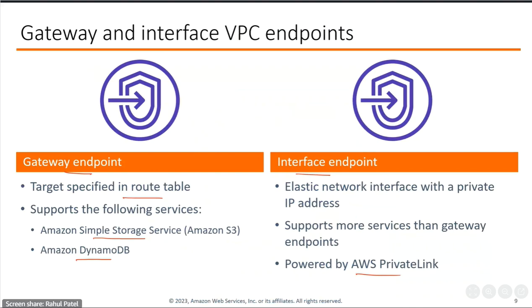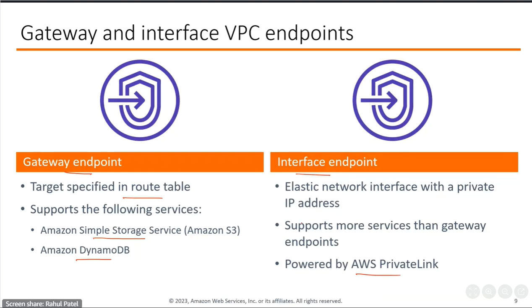Yeah. So here you can see that first of all, it supports more services as compared to gateway endpoints. Gateway endpoints support only two services, Simple Storage Service S3 and DynamoDB. Okay. Interface endpoint supports the rest of the services that you want to access from the VPC. Powered by AWS PrivateLink. That means AWS has the backbone network.